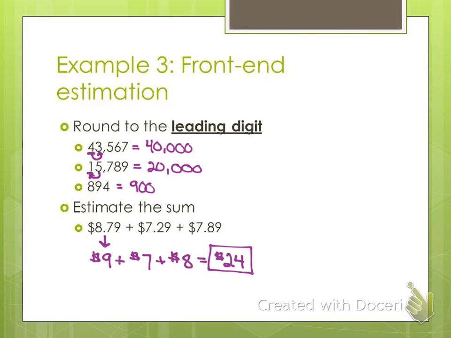Okay? Am I looking for an exact answer? No. Okay, so if you give an exact answer, it will be marked incorrect. If you're asked to estimate, that is exactly what I want you to do, is estimate using the leading digit. All right, and if you understand that, that's everything you need to know for 2.2.